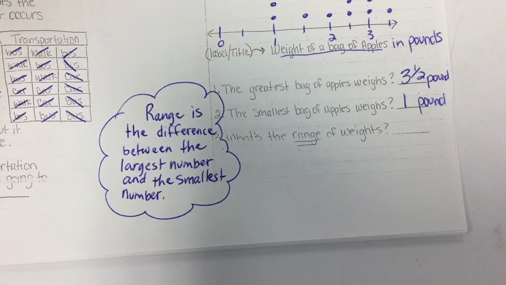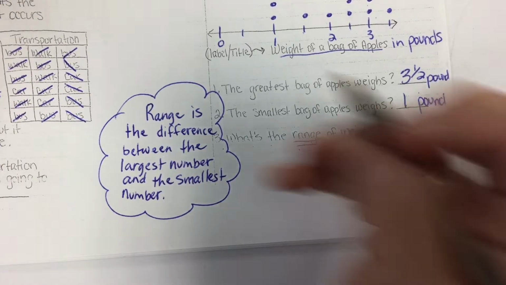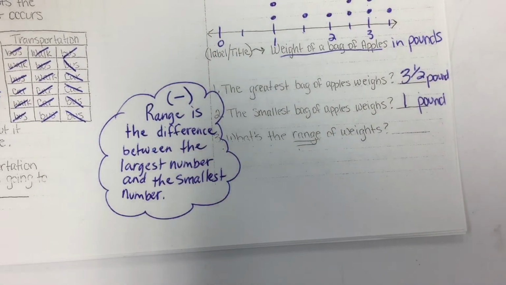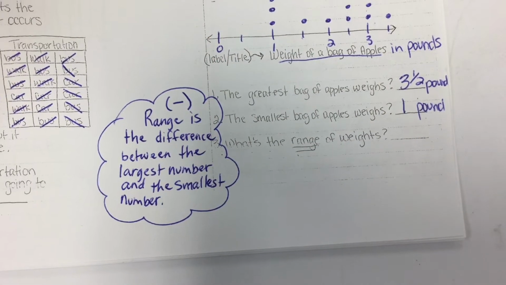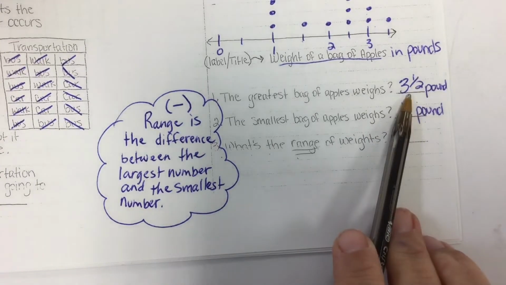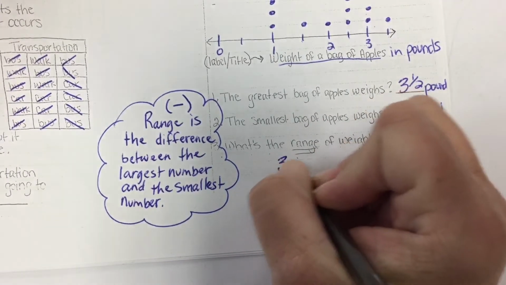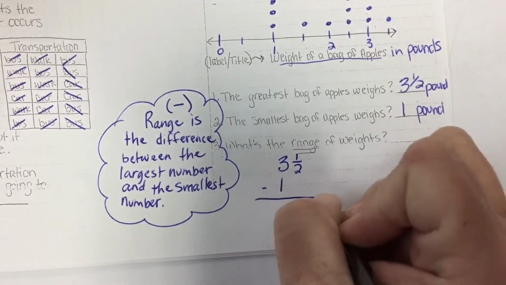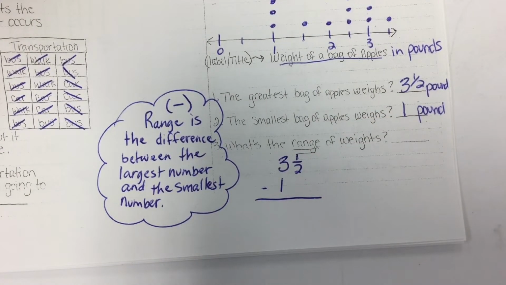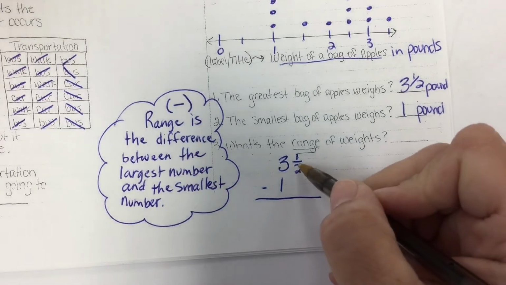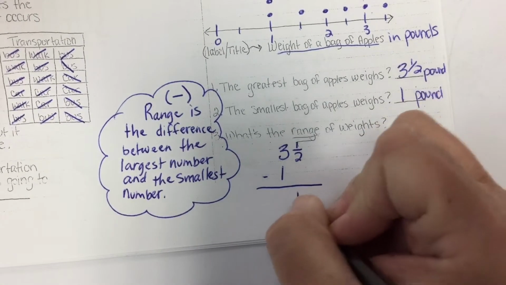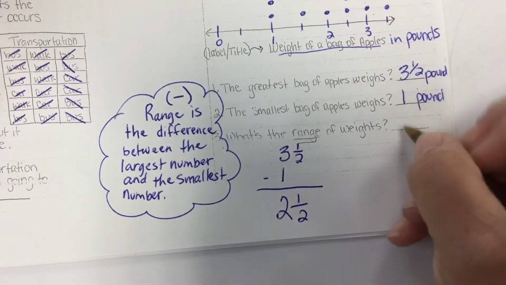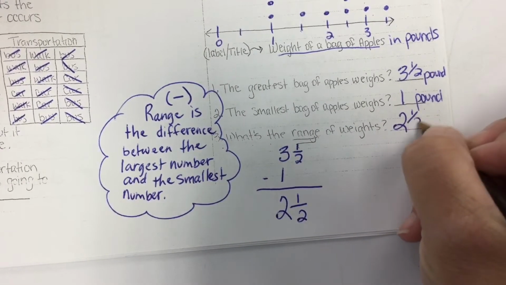And what does difference mean? Okay, it should mean to you, subtract. So what's the range of the weight? What's the biggest measurement? 3.5. And the smallest is 1. So we're just going to subtract. If I have a half and I take nothing away, I still have a half. And 3 minus 1 is 2. So it would be 2.5 pounds.